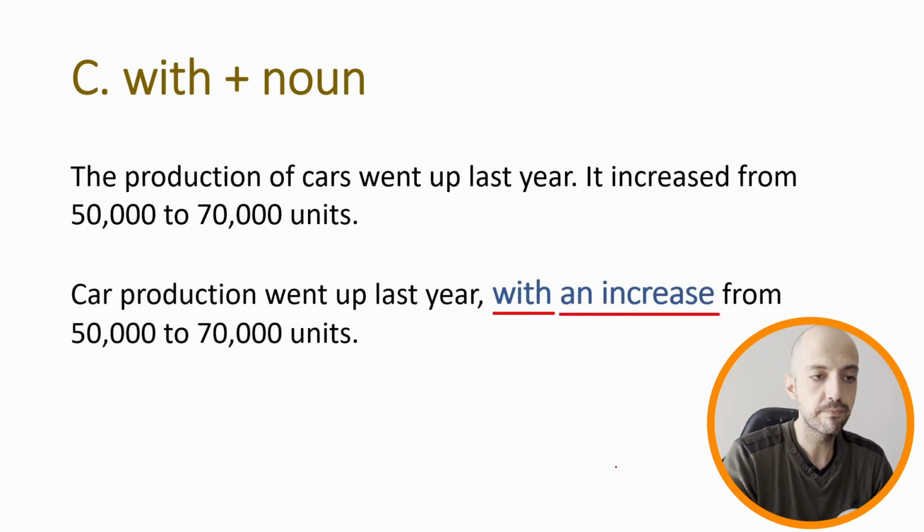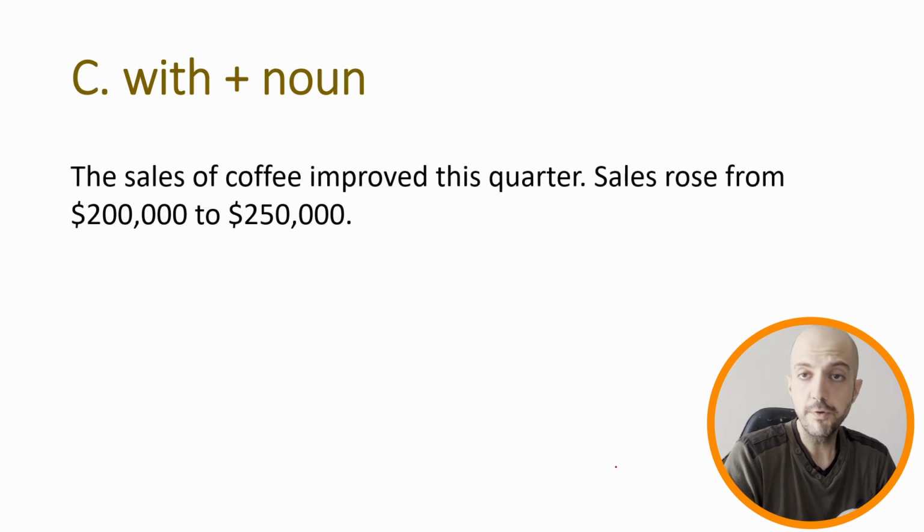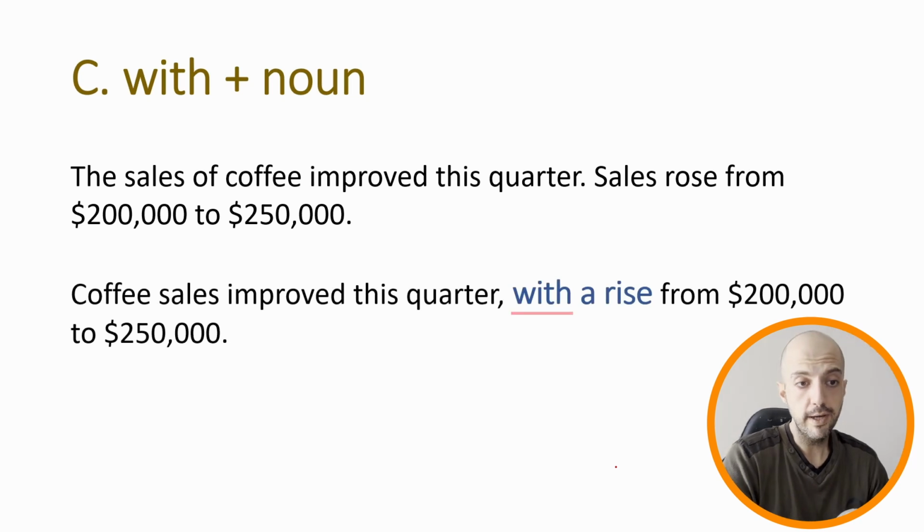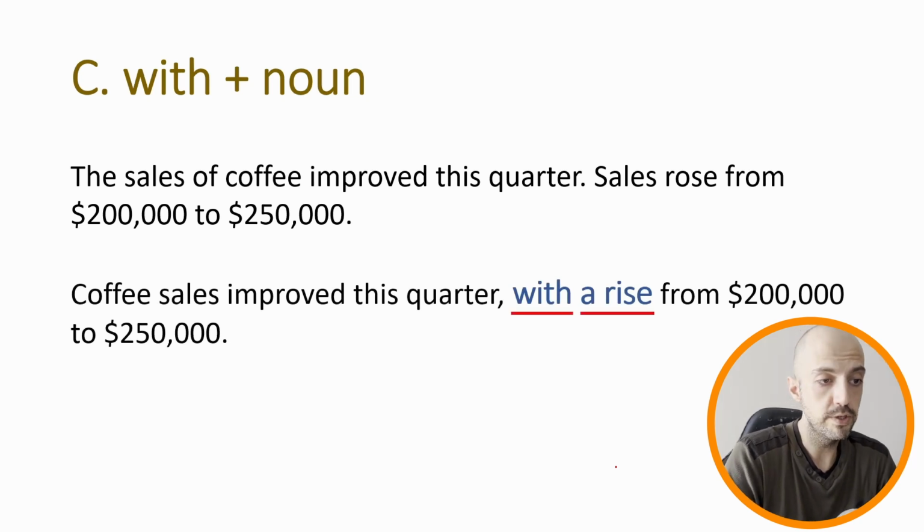And the last one, the sales of coffee improved this quarter. Sales rose from 200,000 to 250,000. Let's rewrite it. Coffee sales improved this quarter with a rise from $200,000 to $250,000. I think this one is also clear.